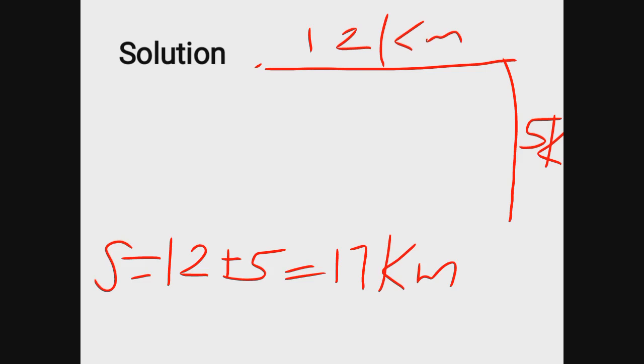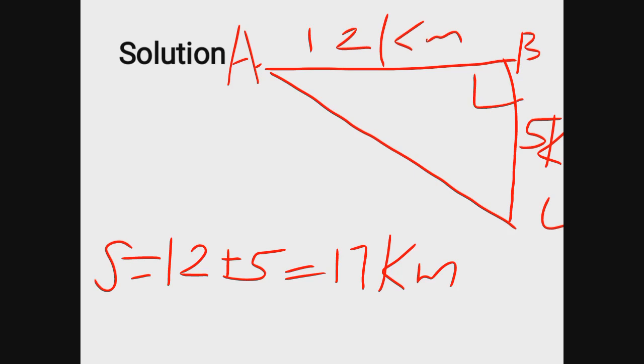What about the displacement? To know his displacement, we have to complete this diagram. If we name this point A, B, and C, the observer stopped at point C, and his displacement will be where he stopped from where he started from. So this line AC represents our displacement, and his journey has now formed a right angle triangle. So we can actually use Pythagoras theorem to solve this.